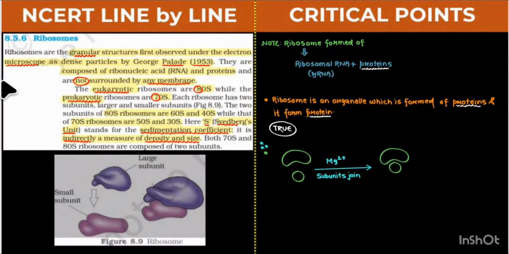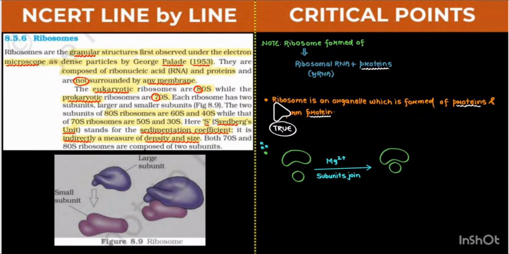Next, ribosomes. These are granular structures first observed under the electron microscope as dense particles by George Palade. They are composed of ribonucleic acid and proteins and are not surrounded by any membrane. Eukaryotic ribosomes are 80S, while prokaryotic ribosomes are 70S. Each ribosome has two subunits, larger and smaller: 80S ribosomes have 60S and 40S, while 70S ribosomes have 50S and 30S. Here S is Svedberg's unit, which stands for the sedimentation coefficient. It indirectly measures density and size.